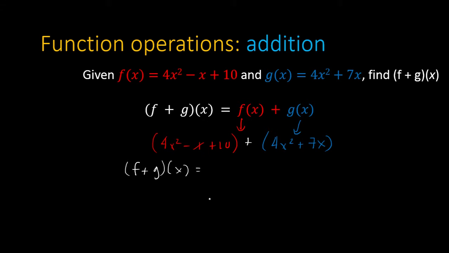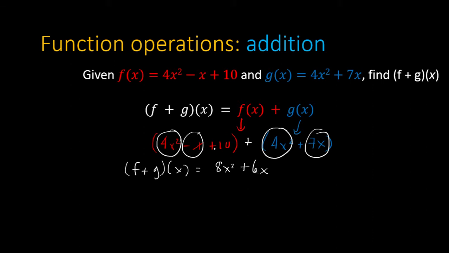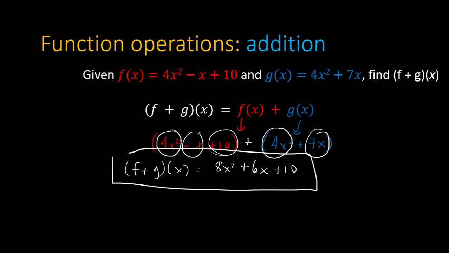So f plus g of x equals, I've got 4x squared plus 4x squared, so that's 8x squared. Negative x plus 7x is positive 6x, and plus 10. Okay? That's all there is to it. So again, for addition, we just write the functions side by side, connect them with an addition symbol, and then combine like terms. Let's practice that one more time.